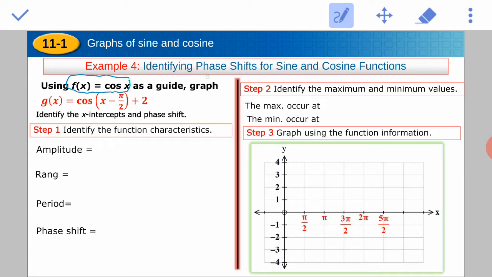I'm going to use it as a guide to graph g of x equals cosine of (x minus pi over 2) plus 2. If you look carefully at the function g of x, guys, you will find there are 2 types of transformation. There is an added number outside, and that added number represents a vertical translation 2 units up for the whole graph. Guys, imagine the midline, the x-axis, is shifted up 2 units. So we will have the graph of this cosine function around this line. This horizontal line is going to be the midline of the graph.